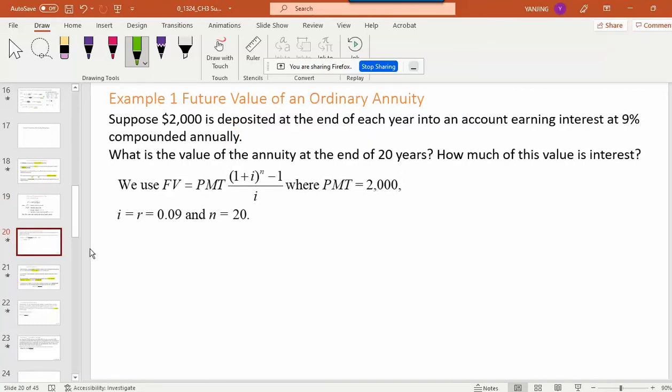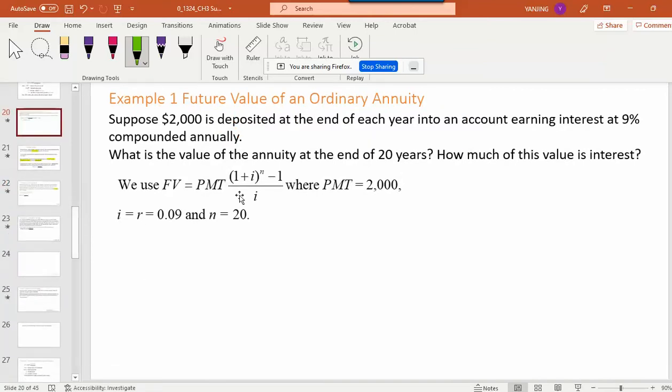So look at this one right here. We want to find the future value of this ordinary annuity. If you deposit $2,000 at the end of each year into an account earning an interest rate of 9% compounded annually, what is the value of the annuity at the end of the 20 years, and how much is the interest you earn?